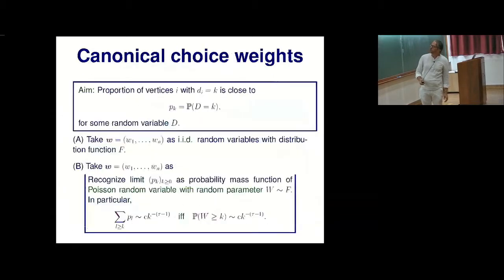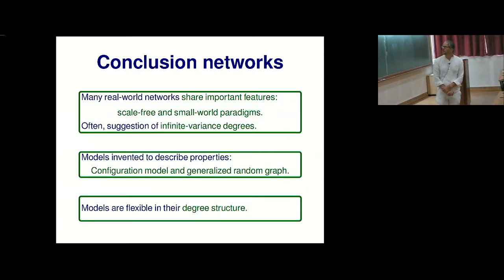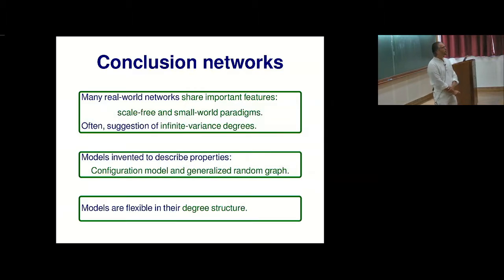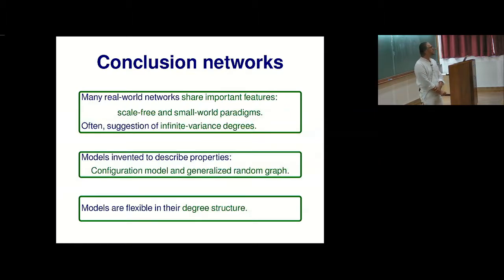I'm not going to go over this all again, but let's look at the conclusion from yesterday's talk. So there are many real-world networks from all sorts of different application areas. They share important features. Many of them are claimed to be scale-free in the sense that there's a huge amount of variability in nodal degrees across the network. Many of them are small worlds, meaning the distances in these networks are very small. And often in the applied world, there are suggestions that the degree structure is of infinite variance, so very heavy-tailed in terms of the probabilistic models.